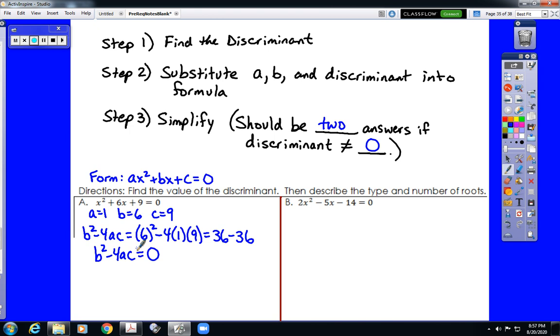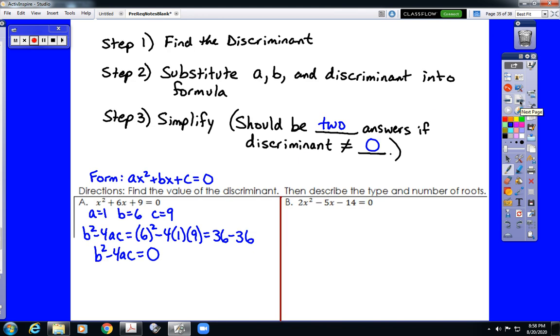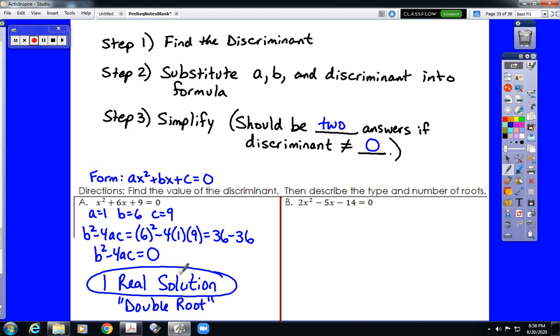If the discriminant is 0, we saw on the previous screen that if the discriminant is neutral, if it is 0, we have one real double solution. So here we would say this quadratic has one real solution. Again, in Algebra 2, we know that that is called a double root. But we're interested in stating that the discriminant is 0, which means we have one real solution.